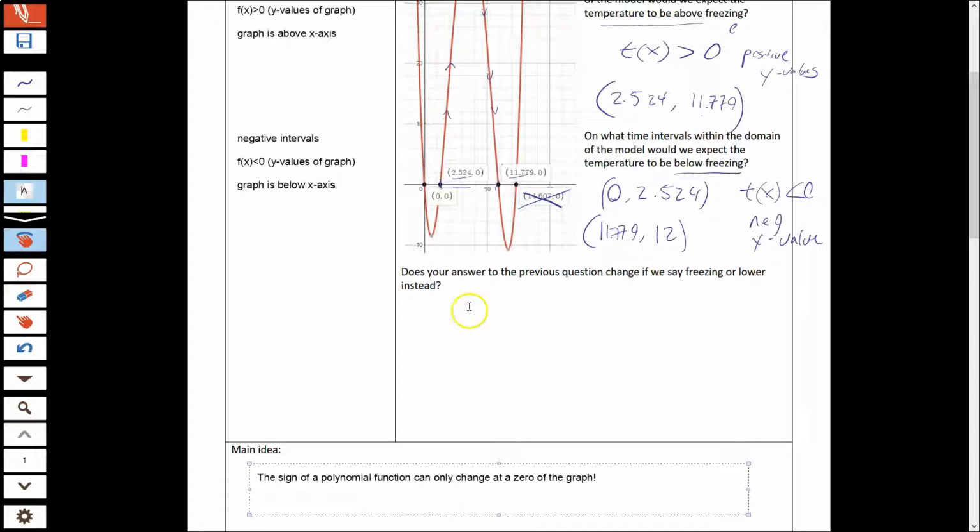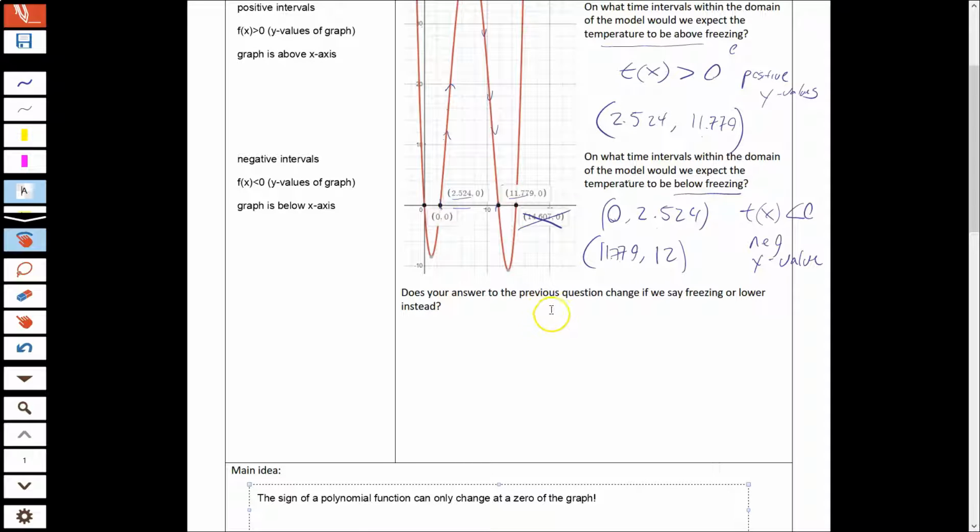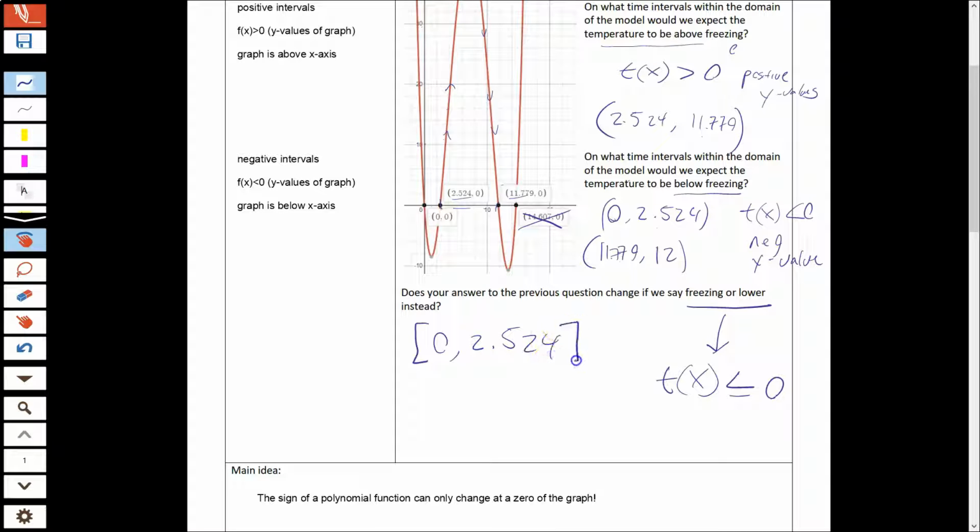All right. Let's consider this question here. Does our answer to the previous question change if we say freezing or lower? So this is almost just like an interpreting-the-words type of question. So freezing or lower would mean that instead of saying less than 0, we'd say T of x less than or equal to 0, right? So that means that now I want to include my zeros of my function.